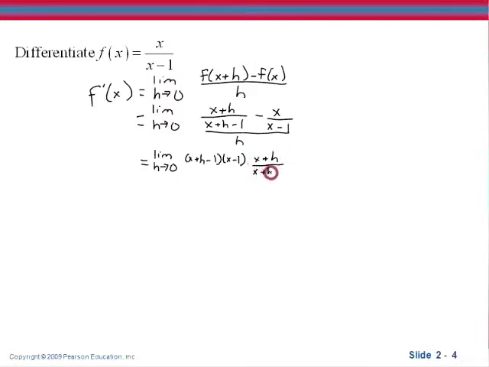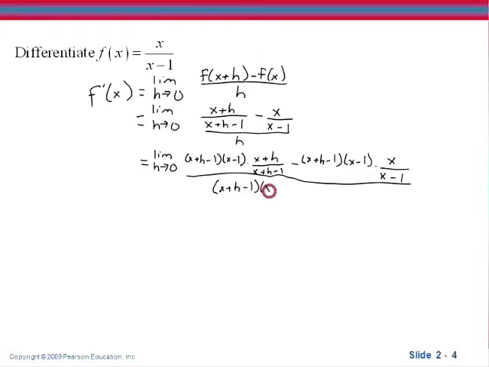times x plus h divided by x plus h minus 1, minus, and then x plus h minus 1 times x minus 1 times x divided by x minus 1. And if I do that to the numerator, I also have to do that to the denominator. So that's x plus h minus 1 times x minus 1 times h.